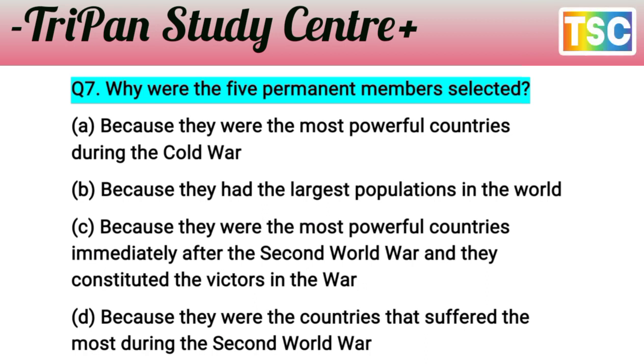Because they were the most powerful country immediately after the Second World War. That's important. And they constituted the victory in the war. That means C is the correct answer. The 5 permanent members were selected because they were the most powerful countries immediately after the Second World War, and they considered their victory in the war. That's the important answer for this question. Answer is C. Let's see next question.